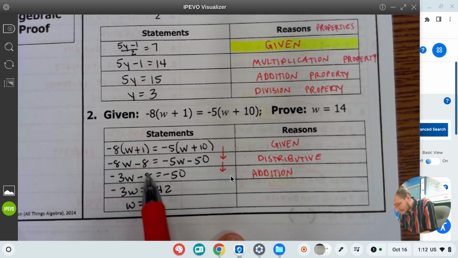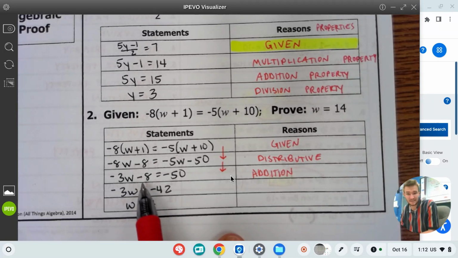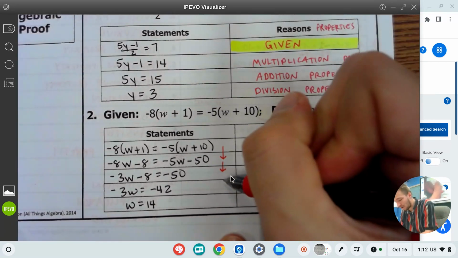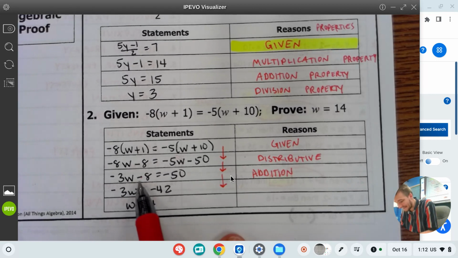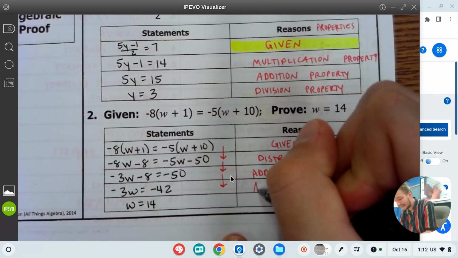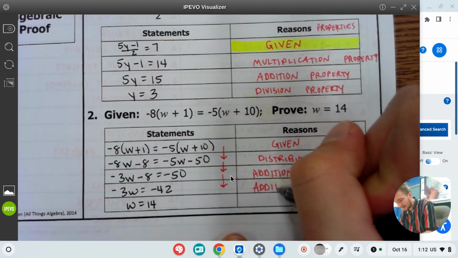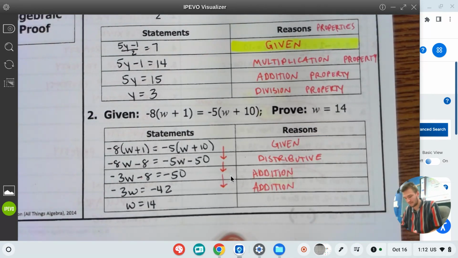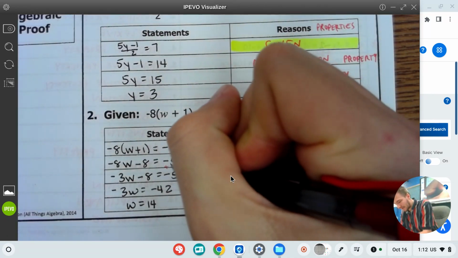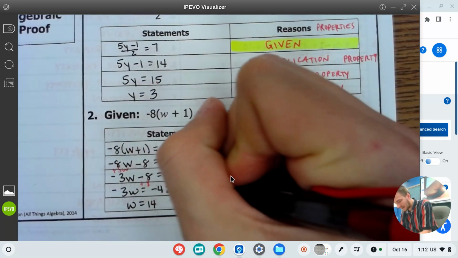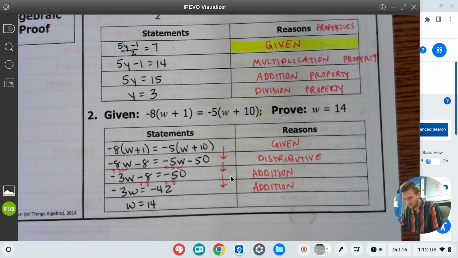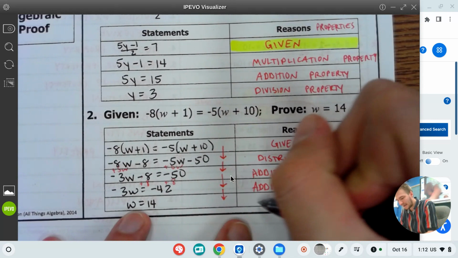Then I see that this minus 8 is missing. How did they go from the third step to the fourth step? The minus 8 got moved. They did another step of addition. Right? First they did a plus 5W on both sides. Now they did a plus 8 on both sides. And how do you finish pretty much every single algebra question? Finish with divide.